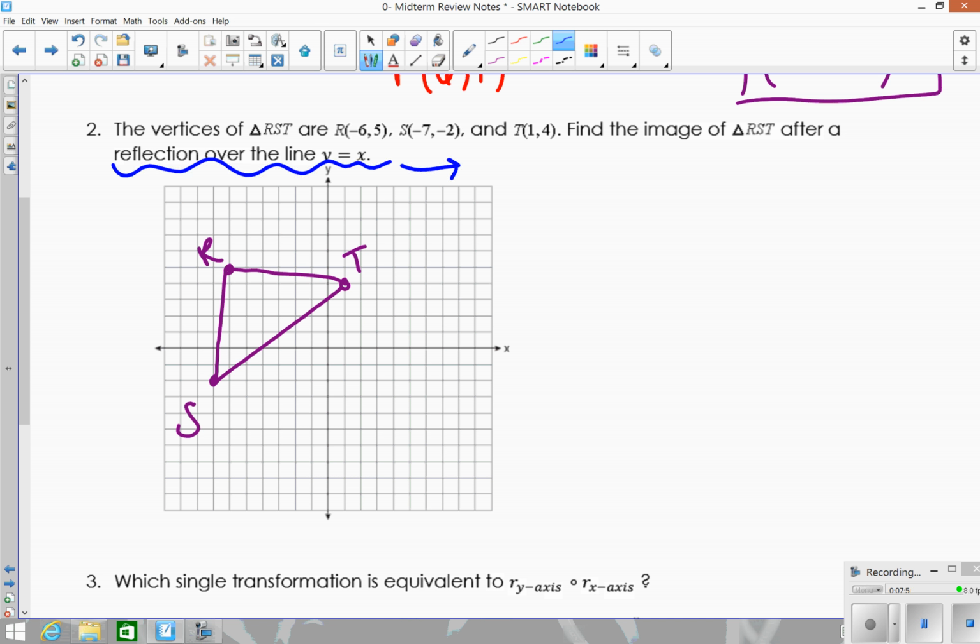So as soon as you see that, there's two ways you can do this. You can do it on a graph, but you can also just switch your coordinates. So when you reflect over the line y equals x, you just switch x and y. Now, if it was y equals -x, you would switch them and negate them. So really, I can come up with the prime values without even looking at the graph, but I wanted to at least show you the graph as well. So I'm going to show you the graph in a second.